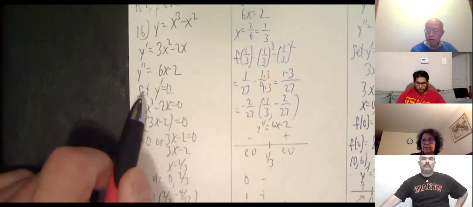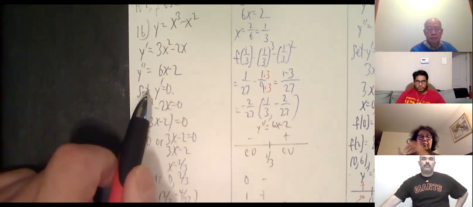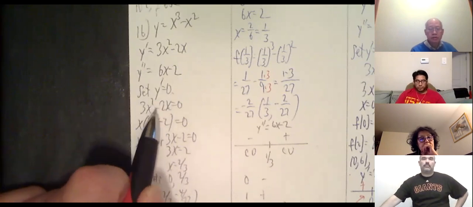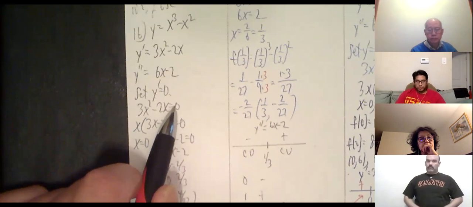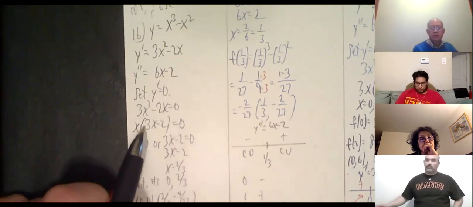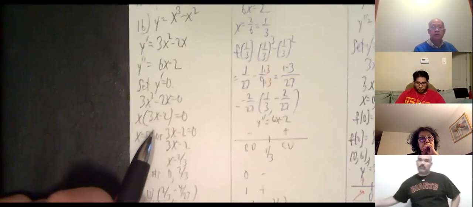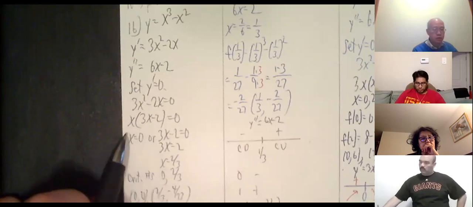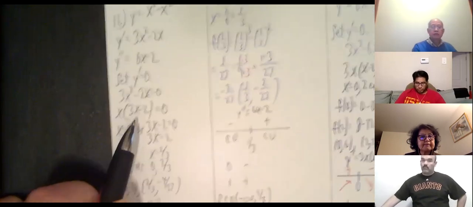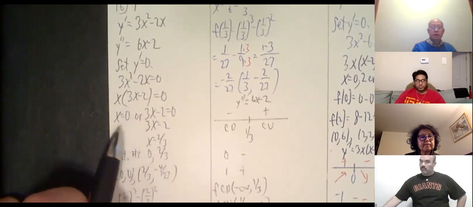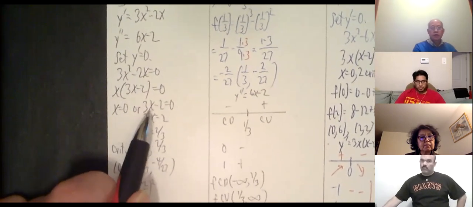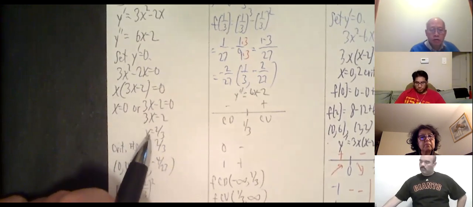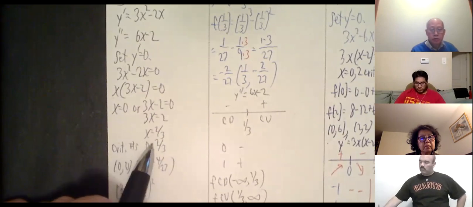All right. Now, the first part is just like last time. Find maximum and minimum. Set y prime equal to 0. So 3x squared minus 2x equals 0. Factor out an x: x times 3x minus 2 equals 0. So that means either this is 0 or this is 0. x equals 0 or 3x minus 2 equals 0. x equals 0 is done. This one, add 2: 3x equals 2. So x equals 2/3.